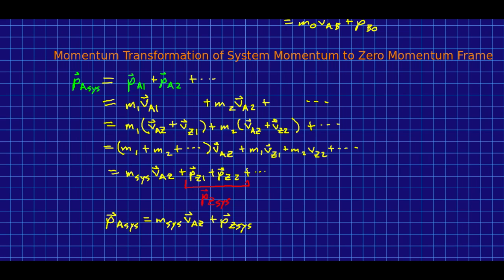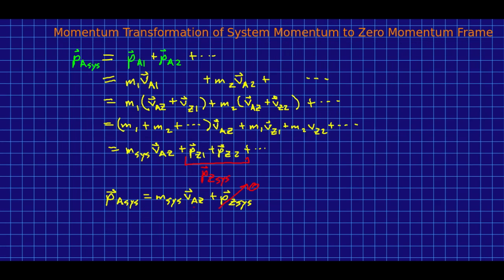But look, by definition, the momentum in the z frame is 0, and so we've just found our velocity of the zero momentum frame, just solving it out of here. And it is just the momentum of the system in our original frame A divided by the total inertia of the system.